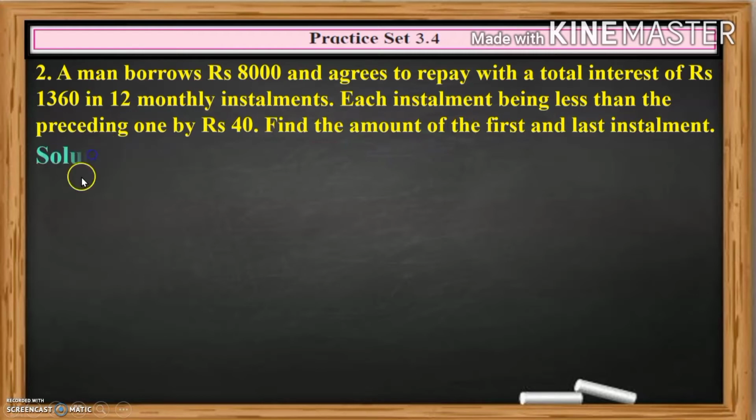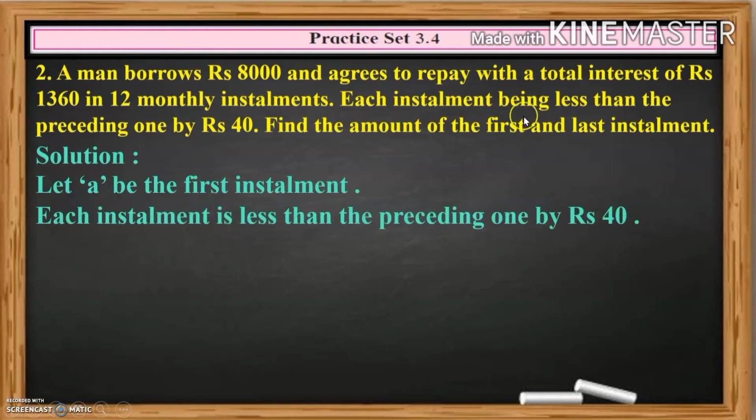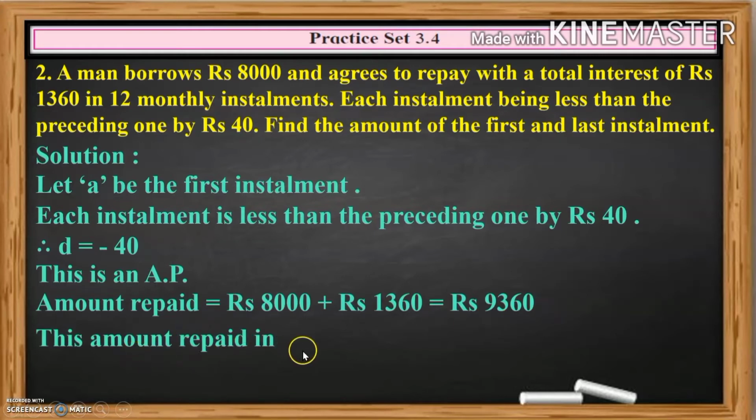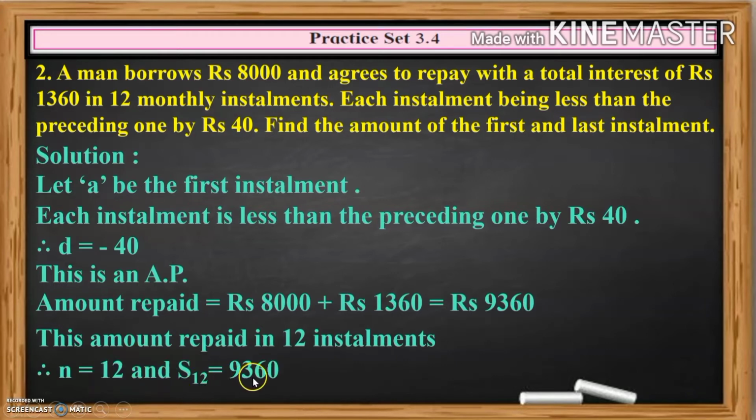So how will you start with the solution? We will consider the first installment to be a. Now each installment is less than the preceding one by rupees 40. That means this d will be minus 40. So his installments will form an AP, because every installment is 40 rupees less. Now how much does he have to pay in total? 8,000 plus 1360 is equal to 9360. Now this amount is repaid in 12 monthly installments. Therefore n is equal to 12 and S12 is equal to 9360.